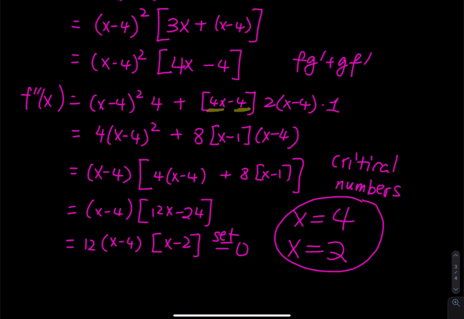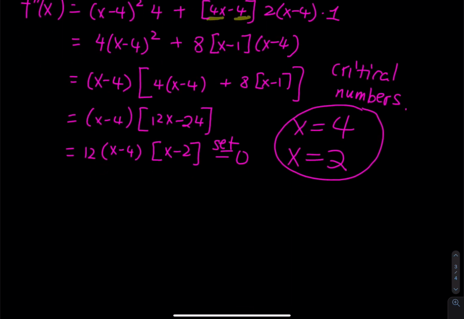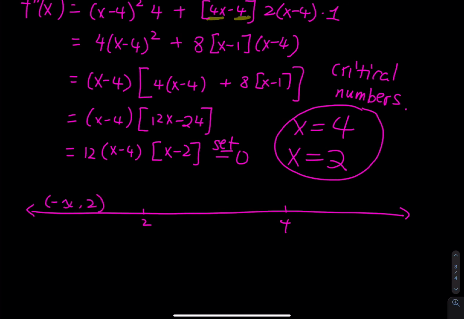So they are my critical numbers. Now we have two numbers. They are going to cut the interval into 3 pieces. So let's draw a number line. We have a 2, we have a 4. So we are going to get 3 intervals: from negative infinity to 2, and then from 2 to 4, and then from 4 to positive infinity. This is infinity, by the way.